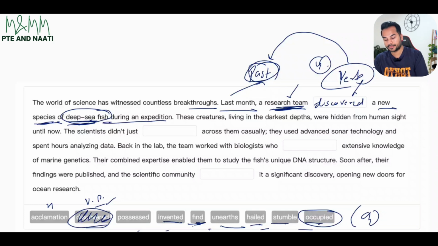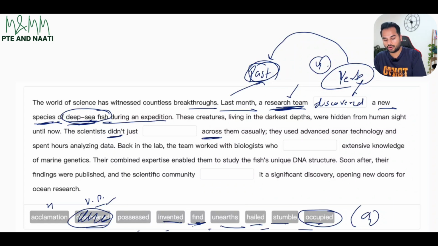Next one. These creatures living in the darkest depths were hidden from human sight until now. The scientists didn't just dash across them casually. They used advanced sonar technology and spent hours analyzing data. So all they are trying to say over here is they did not just find them casually, but they had that advanced technology. So they did all that research, made proper plans and stuff.